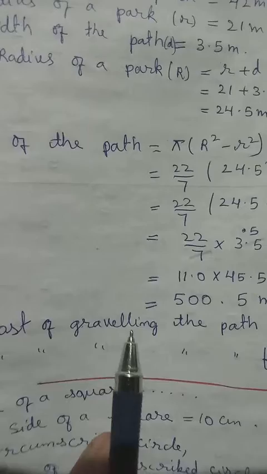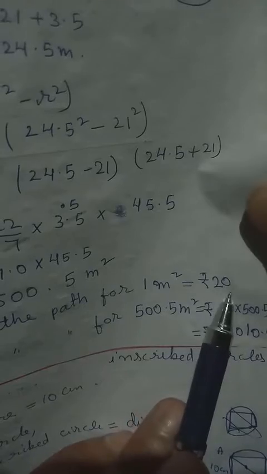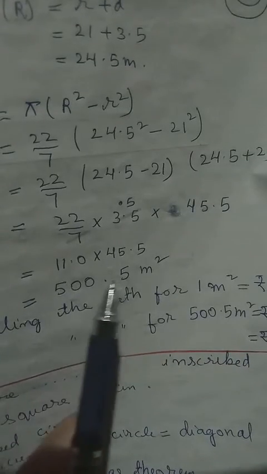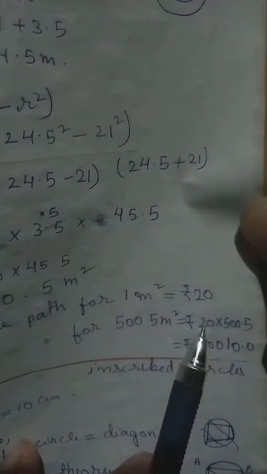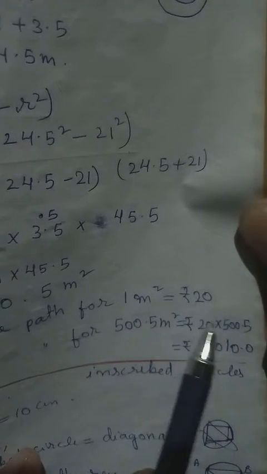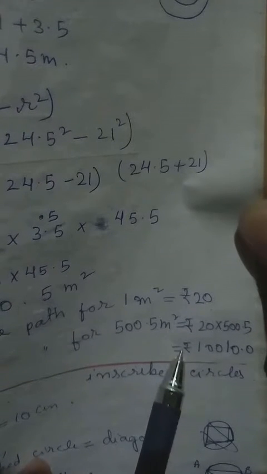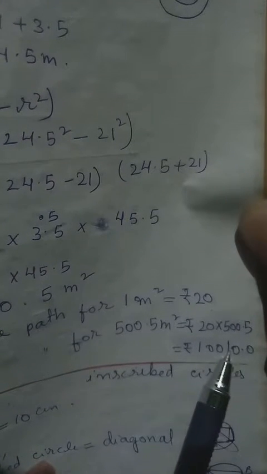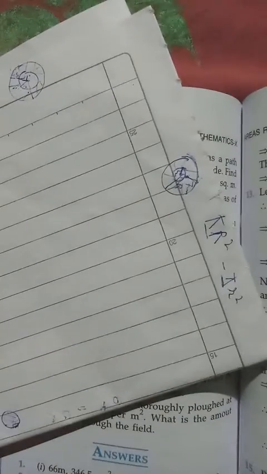Then for the cost of putting stones, they already give us that 1 meter square will cost rupees 20. For 500.5 definitely it will cost more, so we have to multiply. So 20 into 500.5. So the amount of money required will be 10,010 rupees. Then we will go on to the next question.